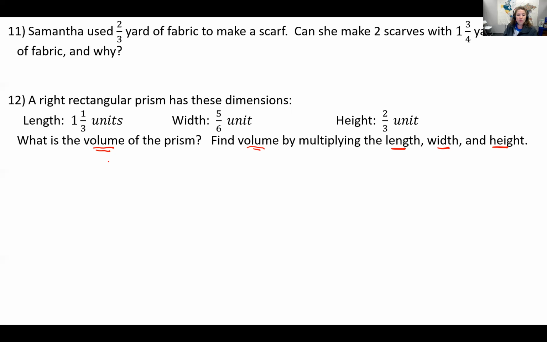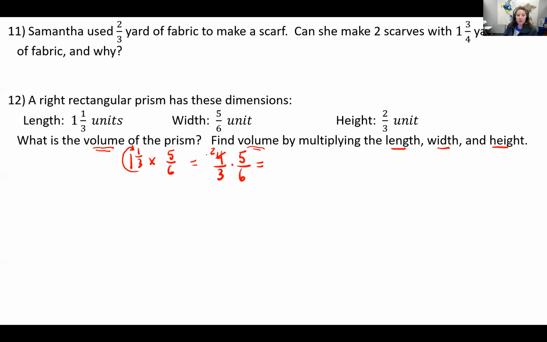We're going to do 1 1/3 times 5/6. And I just started with those 2. It didn't matter. I could have started with 2/3. So now I'm going to go around the world, turn this into an improper fraction. 3 times 1 is 3, plus 1 is 4/3 times 5/6.